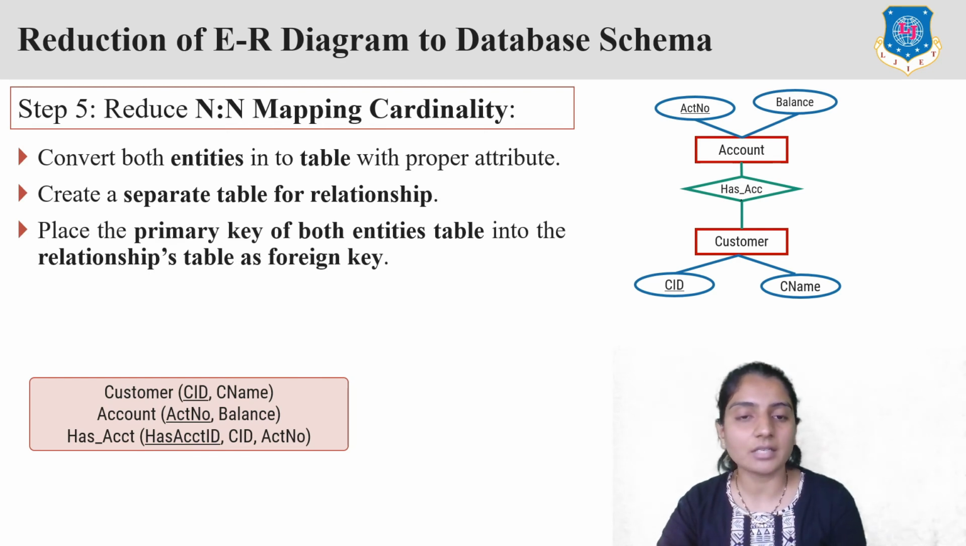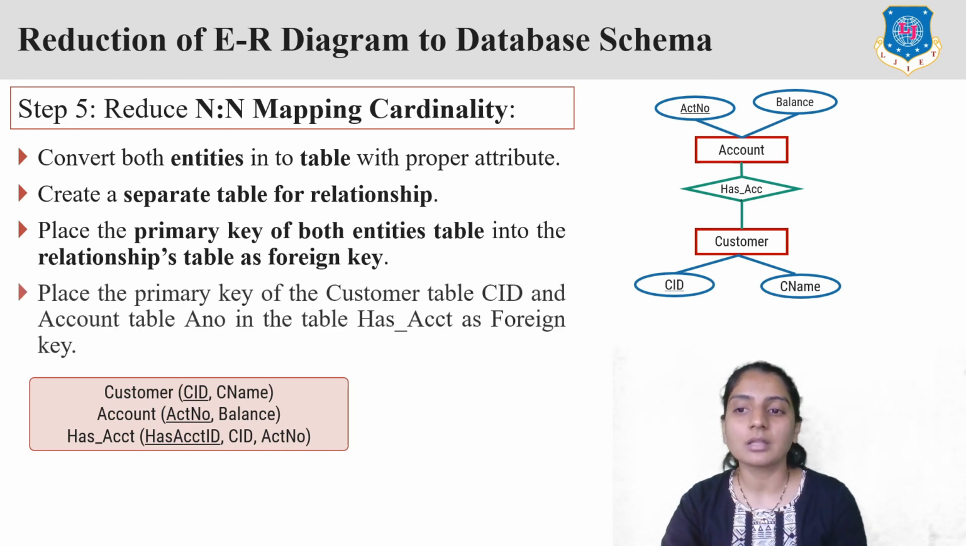So we can create a separate table for the relationship to reduce mapping cardinalities, such as one-to-many, many-to-many, and one-to-one mapping cardinality. By creating a separate table for the relationship, we can reduce the mapping cardinalities, and we can reduce our ER diagram to a database schema. So this is all about this topic.